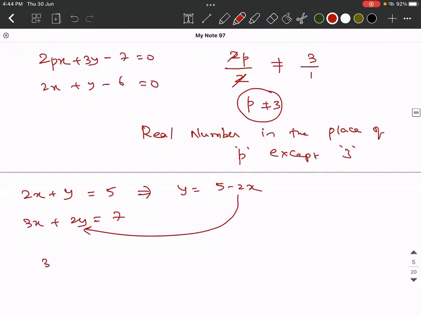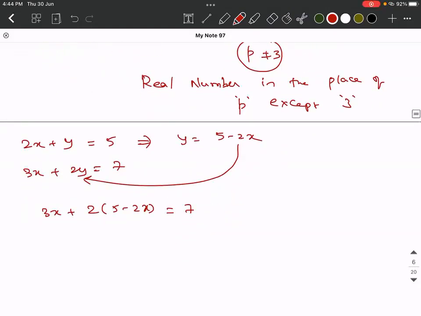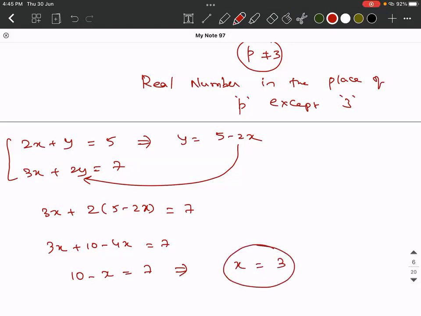By doing it, what happens is 3x plus 2 into (5 minus 2x) is equal to 7. So what has happened is a linear equation in two variables has got converted to a linear equation in one variable, for which one expression is enough for me to solve it. So 3x plus 10 minus 4x is equal to 7. 10 minus x is equal to 7, which implies x is equal to 3. So when x is equal to 3, substitute it back in any one of the equations. Is there any mistake?